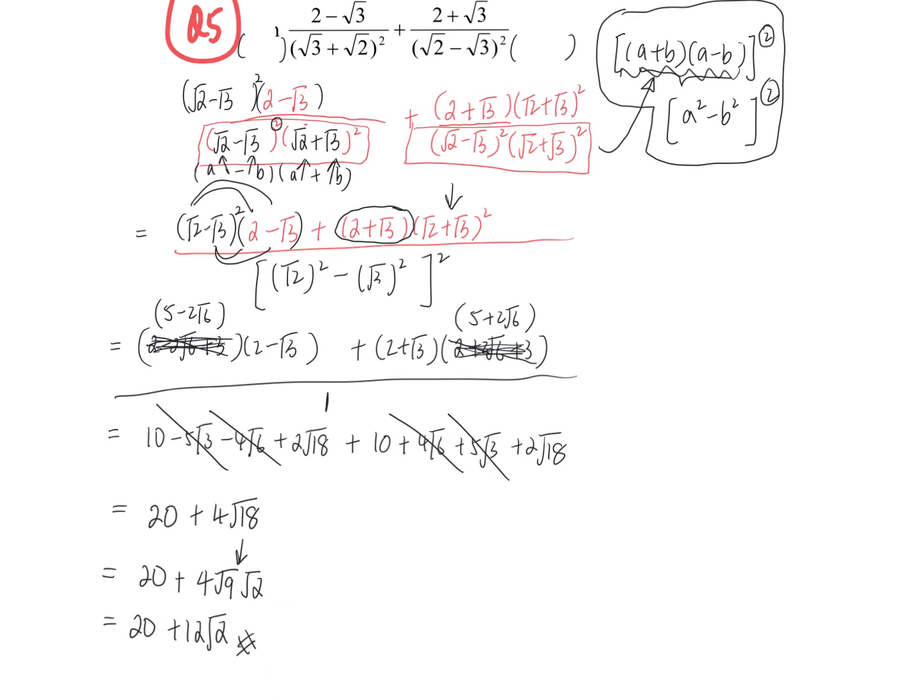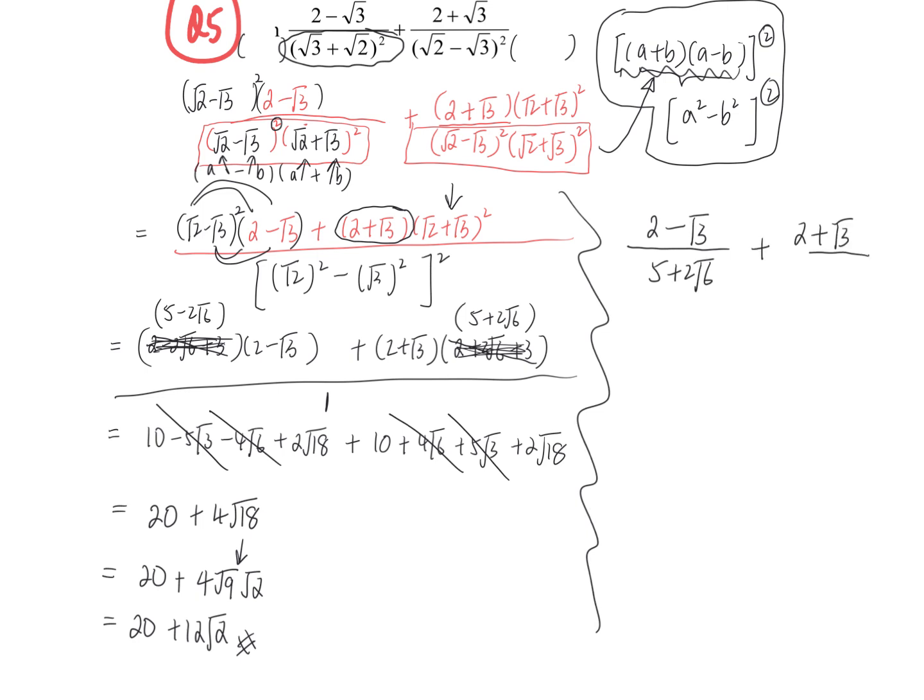Okay, for those who don't like this method, you find it too complicated, then you can go and simplify your denominator first. That means go and simplify this. You will end up having 5 plus 2 root 6. Here, same thing. Go and simplify the denominator. You will end up having 5. If you do this, you get the a plus b squared.